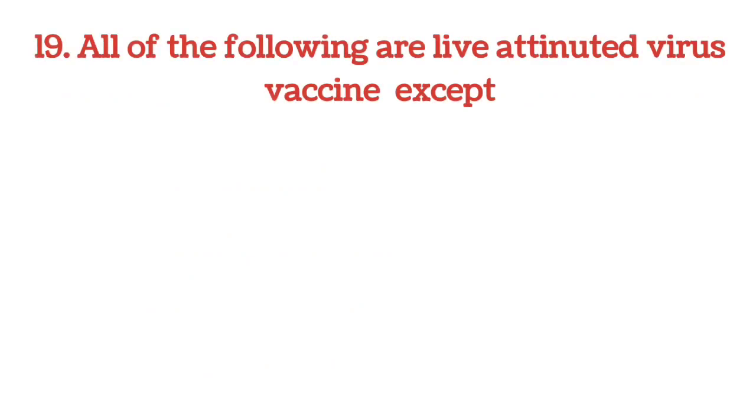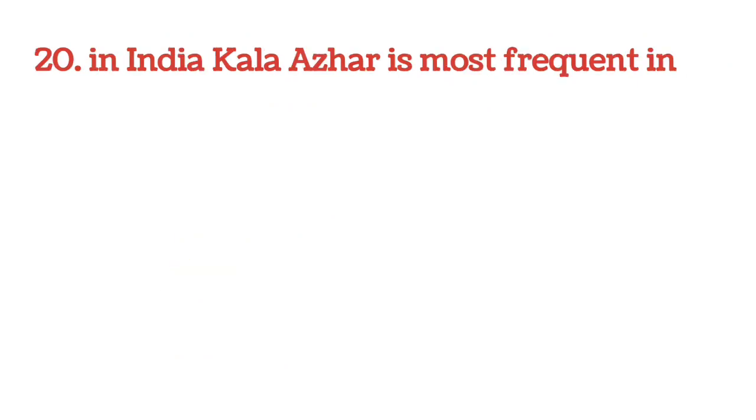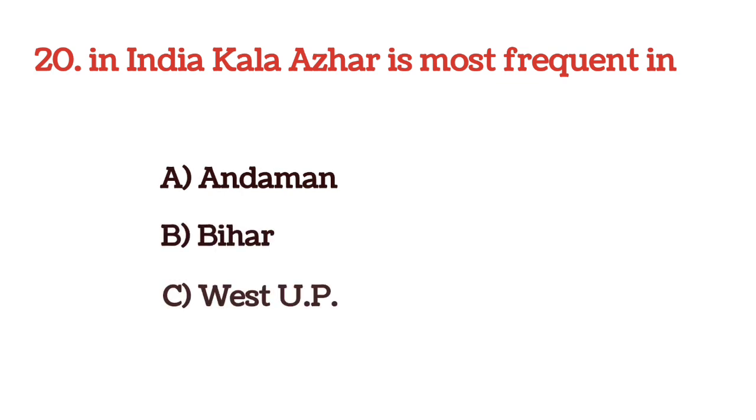All of the following are live attenuated virus vaccines except, and the options are OPV, measles, rabies, and mumps. And the answer is option C, rabies. In India, Kala Azar is most frequent in, and the options are Andaman, Bihar, West UP, Uttar Pradesh, and East Rajasthan. And the answer is option B, Bihar.